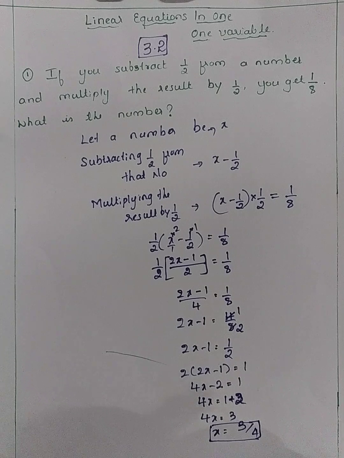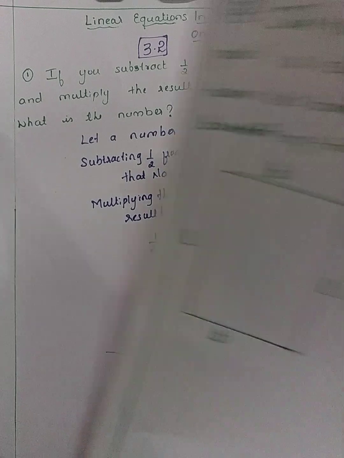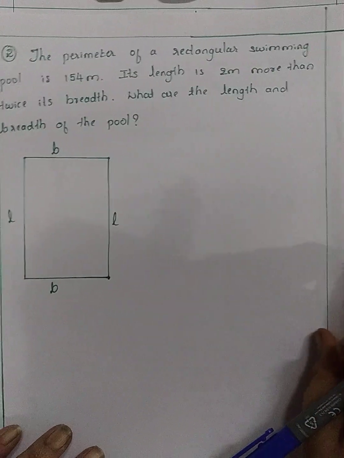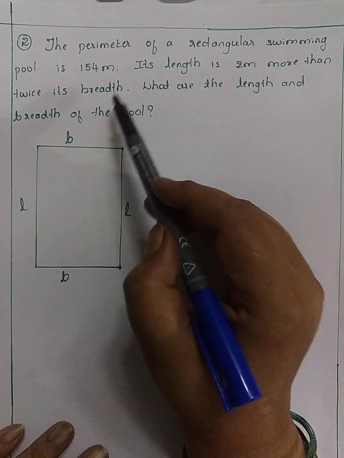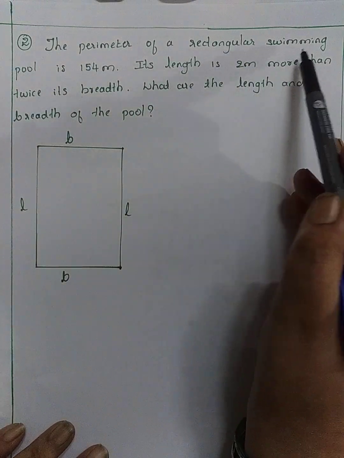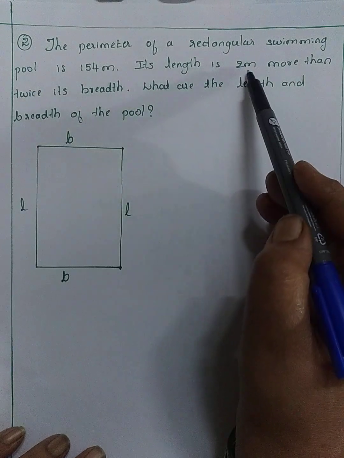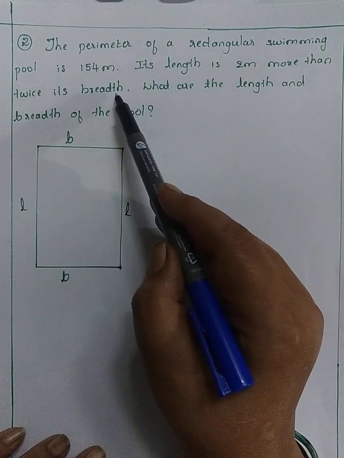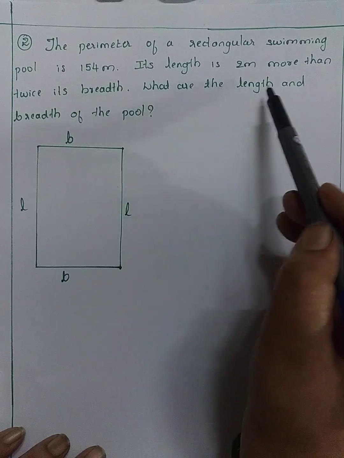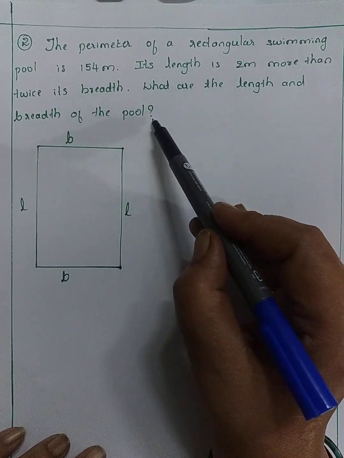And the second question is from the second exercise. The perimeter of a rectangular swimming pool is 154 meters. Its length is 2 meters more than twice its breadth. What are the length and the breadth of the pool?